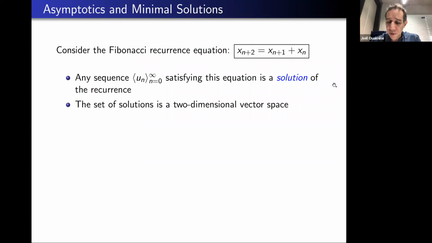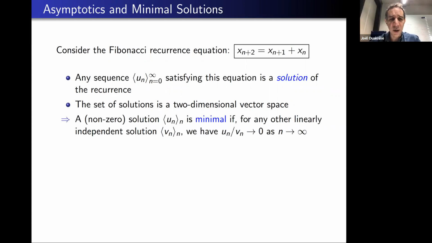And the set of sequences, of course, forms a two-dimensional vector space. I mean, it's clear if you take two solutions and add them, again you have a solution of the recurrence. If you take a solution and multiply it by a constant, you again have a solution. And the reason it's two-dimensional is that once you fix the first two values of the sequence, you have fixed the entire sequence. You have only 2 degrees of freedom.